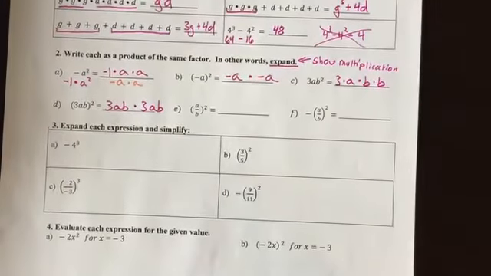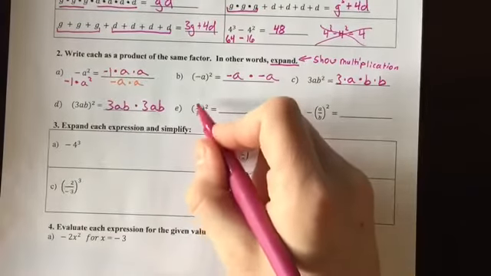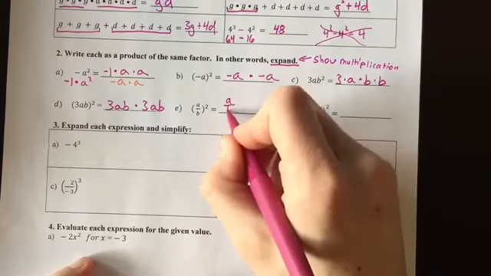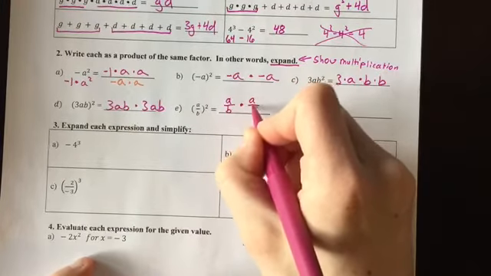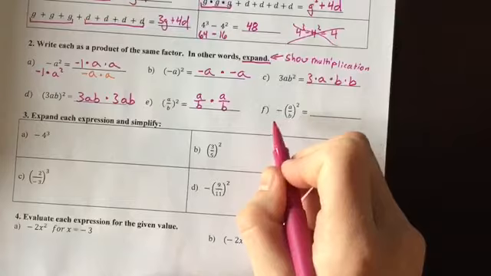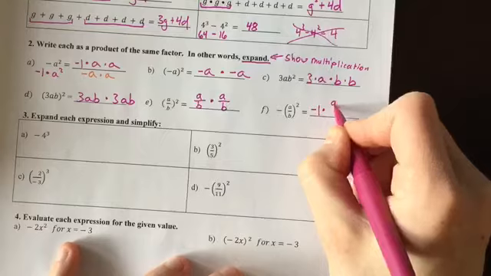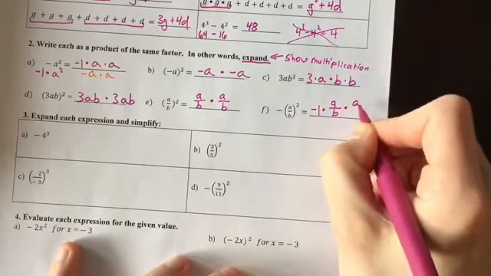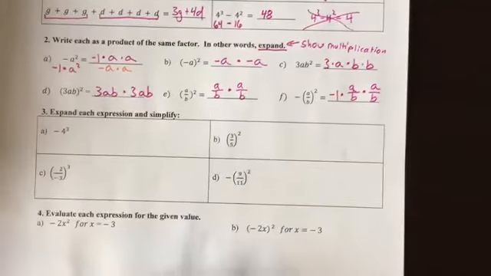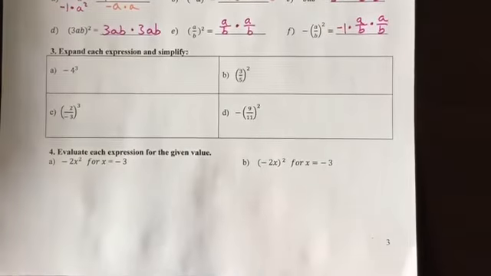E, we have a over b to the second power. Our base, because it's in parentheses, is a over b. So we would show this as a over b times a over b. With F, we have almost the same thing, but we have a negative on the outside, a coefficient of negative 1. So we'll show it as negative 1 times a over b times a over b. On 3, we're going to expand the expression and simplify.